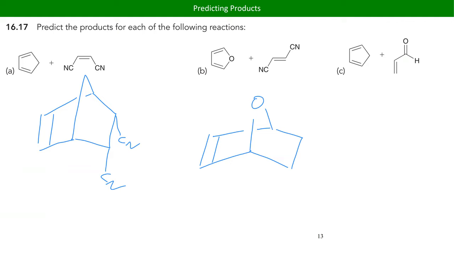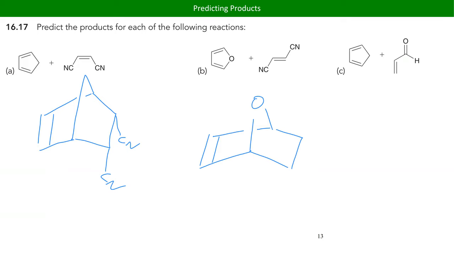So for B, our five-sided ring looks a little bit different in that it's got an oxygen, not a carbon, but that's the only real difference there, right? It's still going to behave the same way. And we have a trans dienophile, which means we're going to get one exo and one endo. Having one exo and one endo means all of a sudden we don't have a meso plane. Here, we have a plane right down the middle where it's symmetric, right? So it's a meso compound.